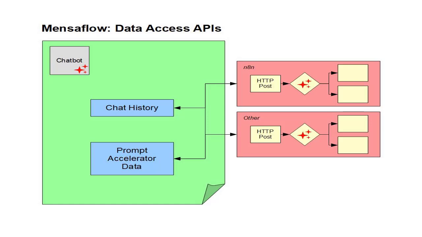So it's actually divided into three groups. The first one here is data access APIs, and they come in two forms. One is the chat history and prompt accelerator data. Now, we're not going to go into prompt accelerators, but the prompt accelerators create data from forms within the chat box, and so therefore you can get access to that.